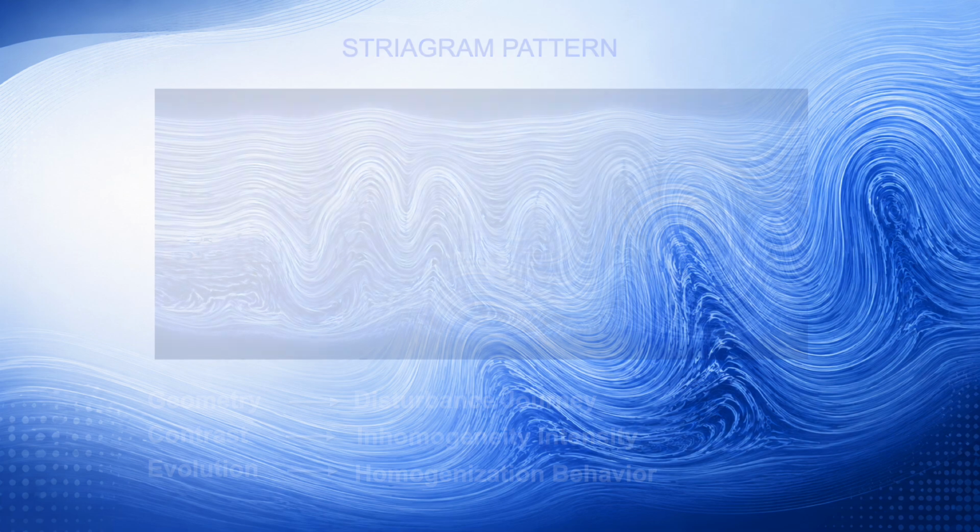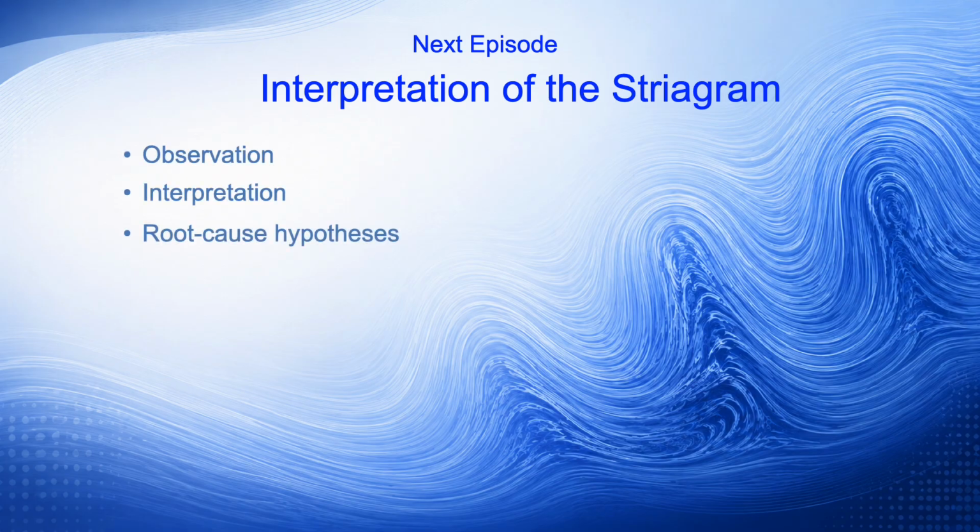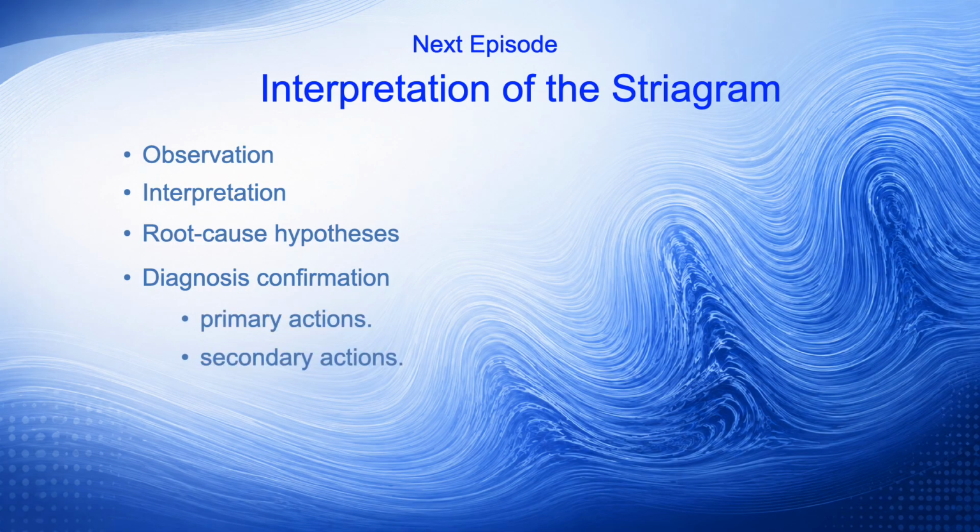In the next episode, we will learn how to interpret a striagram systematically. We will move from observation to interpretation, develop root cause hypotheses, and identify the investigations needed to confirm the diagnosis by prioritizing primary and secondary actions.